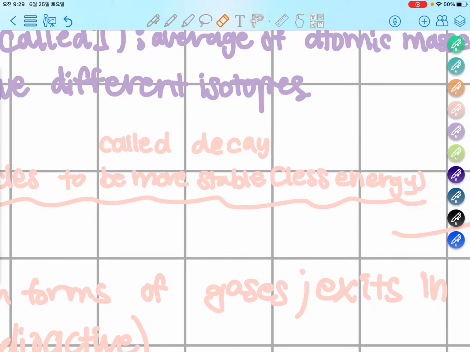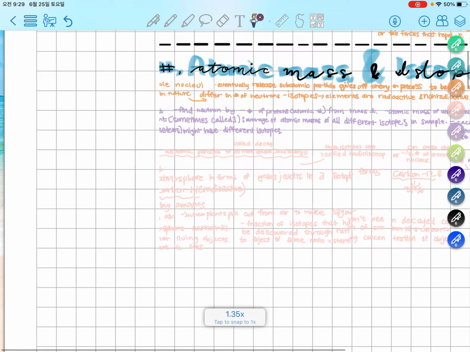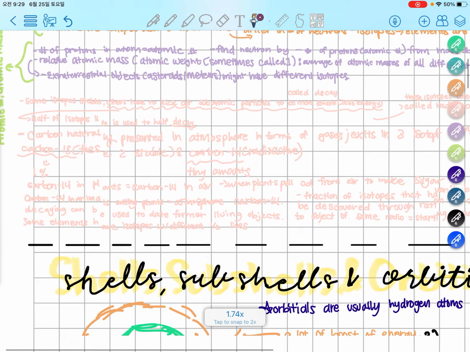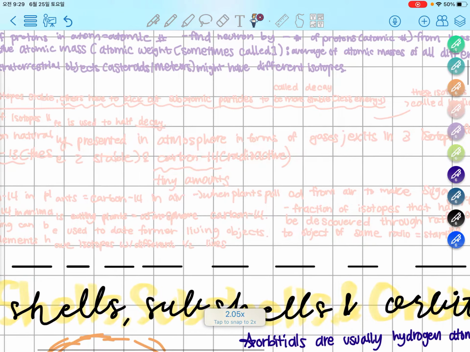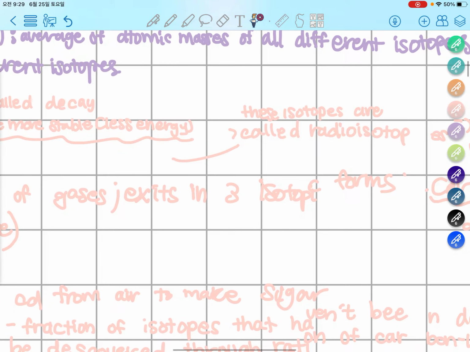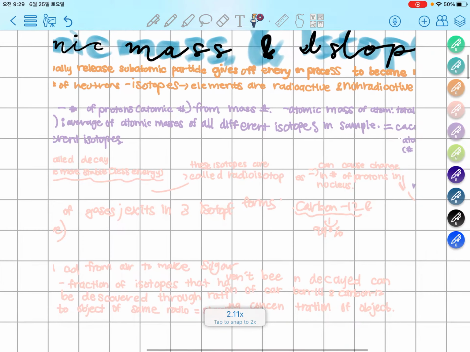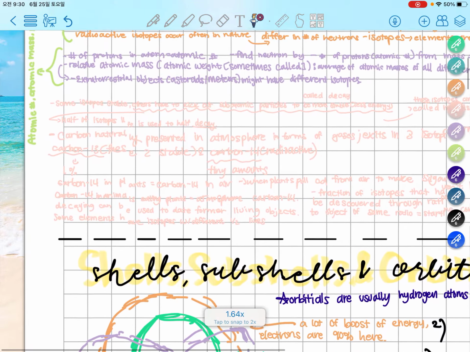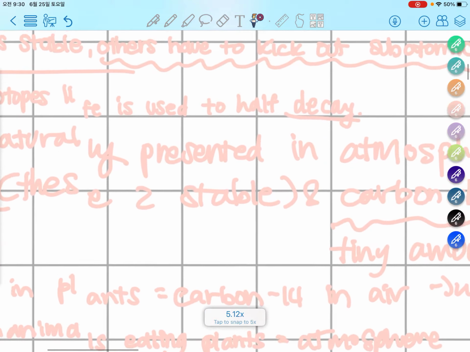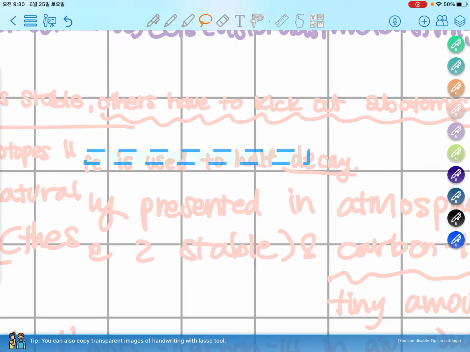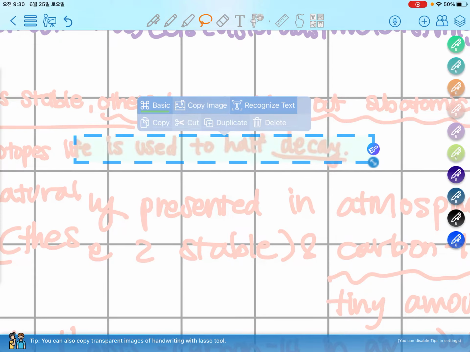So this process is called decay. It is when the nucleus emits subatomic particles to become more stable, so they lose energy because they are not originally stable. These isotopes are called radioisotopes. It could cause a change in the number of protons in the nucleus. Half-life is actually used to describe the process of decay.